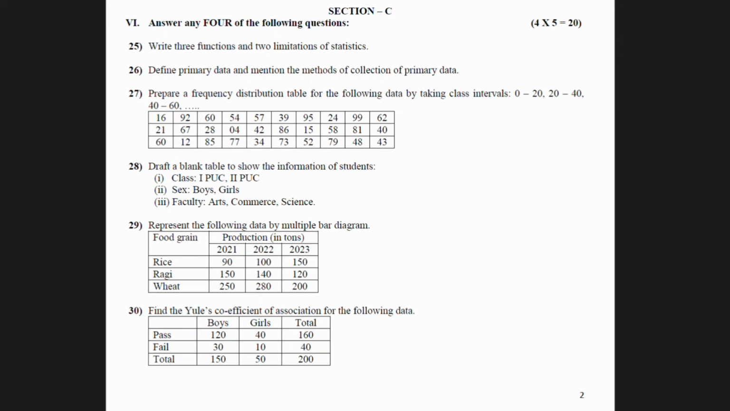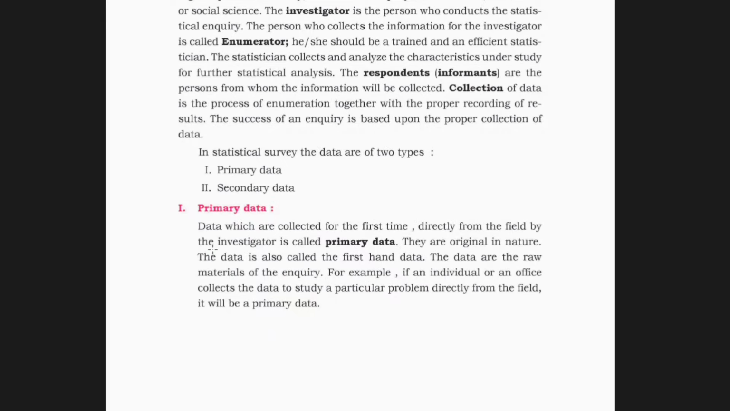Next, question number 26: Define primary data and mention the methods of collection of primary data. It has been asked to define primary data and mention the methods. Just mention, don't explain here. So define primary data: data which are collected for the first time directly from the field by the investigator. The keywords here are data collected for the first time.